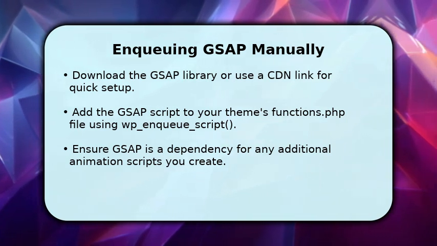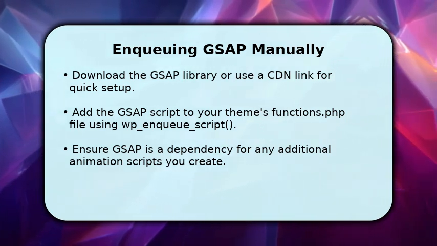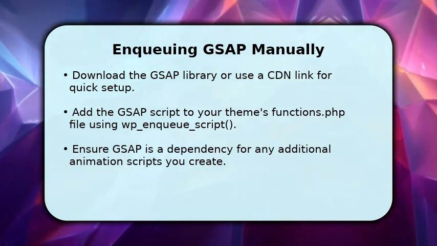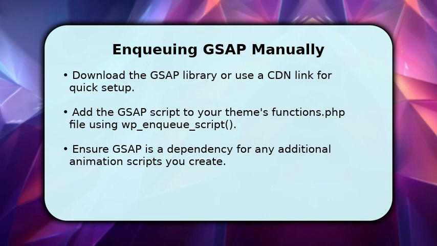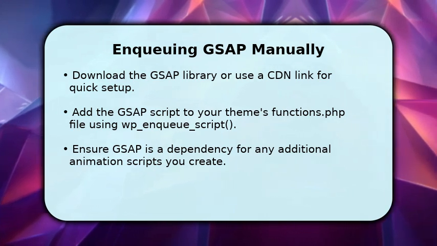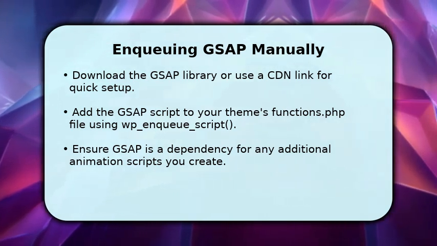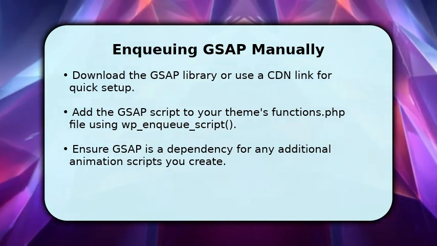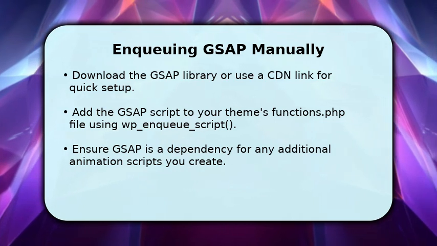Next, you'll need to enqueue the GSAP script within your WordPress theme's functions.php file. Use the wp_enqueue_script function, ensuring that GSAP is listed as a dependency for any custom animation scripts you write. Remember, using a child theme is highly recommended to protect your modifications from theme updates.